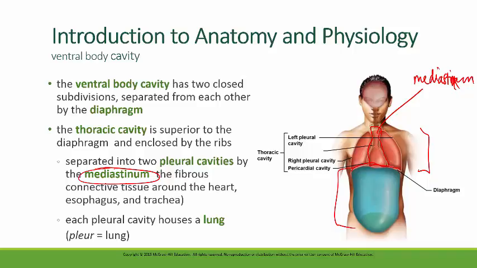These two cavities here are referred to as the pleural cavities. Pleur, this root here, is a reference to the lungs. So the pleural cavities house the lungs, and there's a right pleural cavity on this side here and a left pleural cavity there on that side.